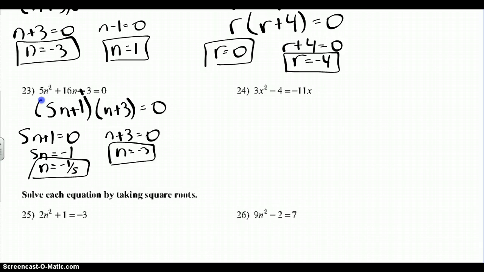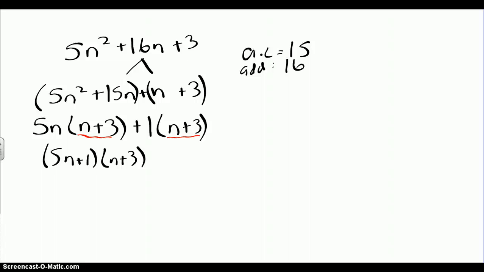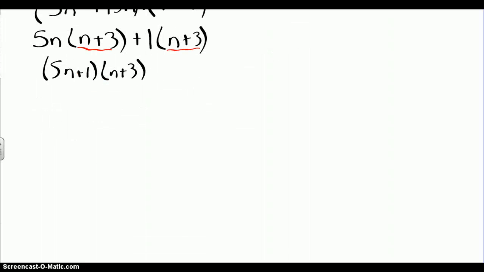Okay, for the next one. Before we jump over to factor, remember we need it equal to 0. So I'm going to add 11x to both sides. Now I have 3x squared plus 11x minus 4 equals 0. And now I'm going to check it out on a separate sheet of paper. Okay? So if I write this over here, I now have 3x squared plus 11x minus 4 equals 0.